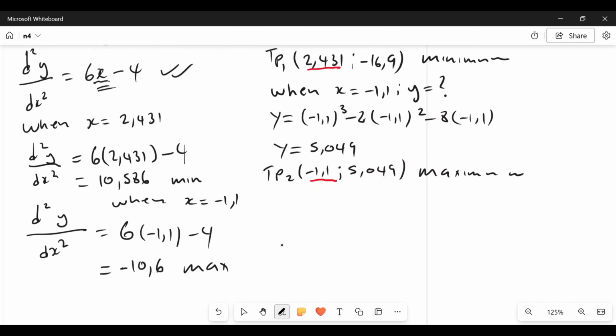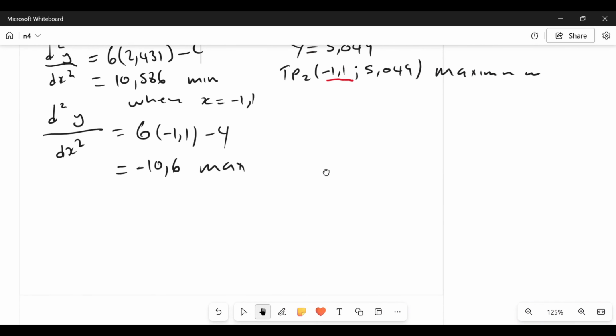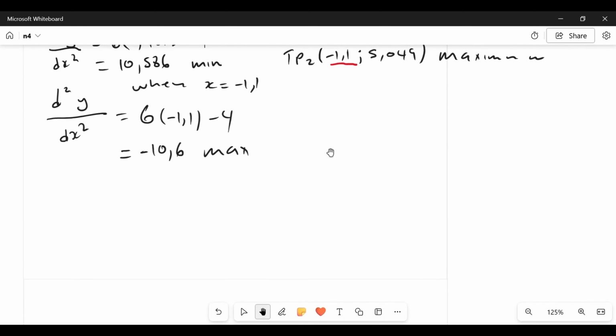Now we have the last question there, which they want us to find the point of inflection. So let's find the point of inflection. Now let me create a bit of space here. Guys, when you find the point of inflection, your second derivative must be equal to 0. If you still remember, our second derivative, d squared y divided by dx squared, was equal to 6x minus 4. But then this must be equal to 0. And then you start solving for x.